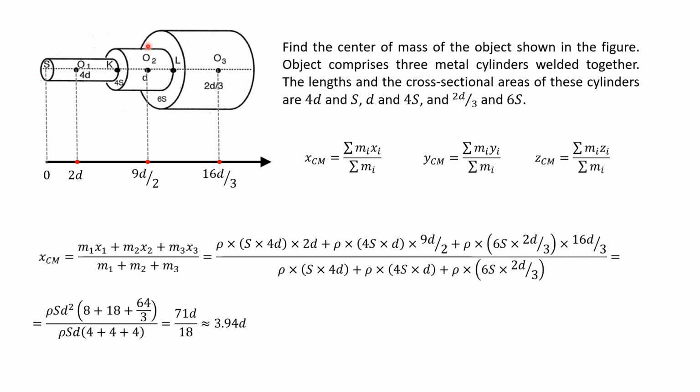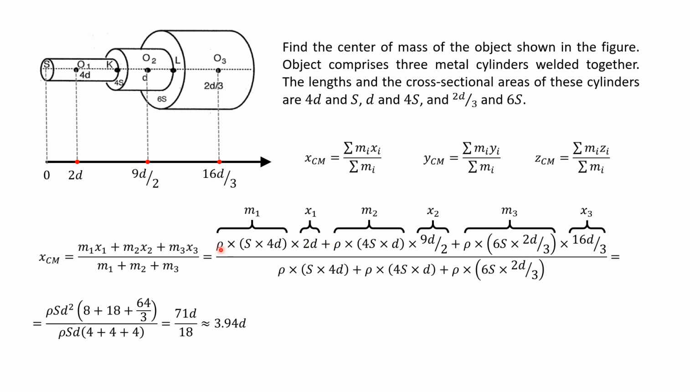These cylinders are made out of the same metal, so it's density times the volume. Volume is just the cross-sectional area times the length. So this is the mass of cylinder 1, and the position of its center of mass is going to be at 2D. So we have the mass of cylinder 1, cylinder 2, and cylinder 3 times their corresponding positions along the x-axis, divided by, again, the sum of their masses.